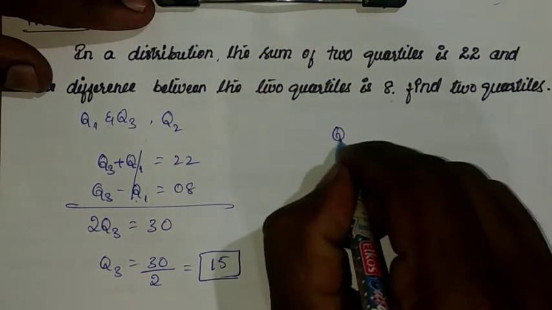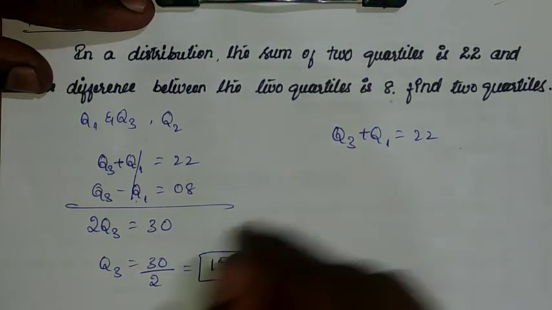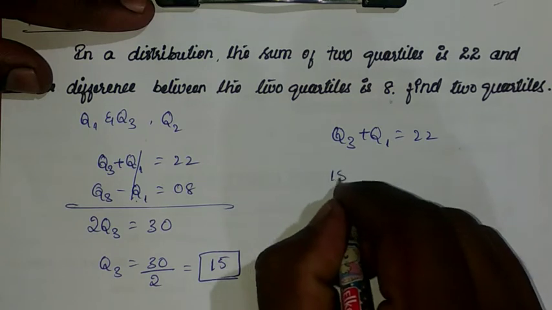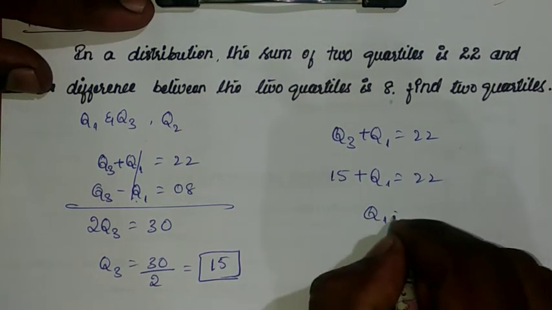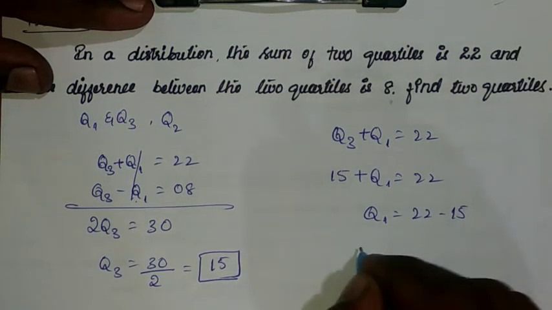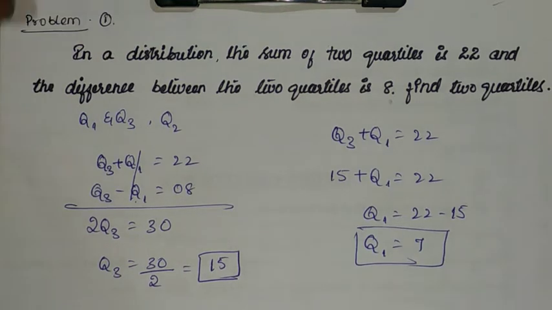Now use any one equation. Q3 plus Q1 equals 22. We already found Q3 is 15, so 15 plus Q1 equals 22. So Q1 equals 22 minus 15, so Q1 equals 7. We found the answer for both.